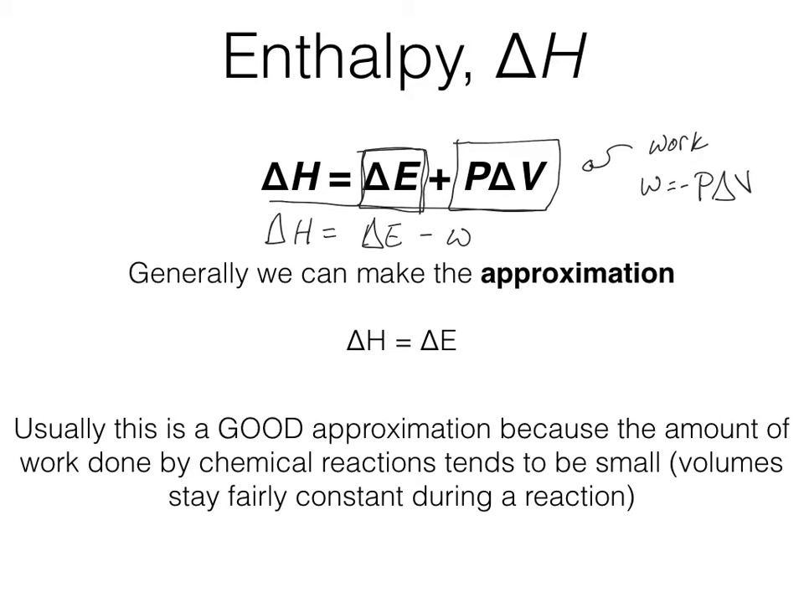And so for chemistry terms, we can make the approximation that work is approximately equal to 0. And this is a pretty good approximation. When we make this approximation, we can define enthalpy to be equal to the change of energy of the system. Like I said, this is usually a good approximation because the amount of work done by chemical reactants tends to be really small. In other words, volumes stay fairly constant during a reaction.